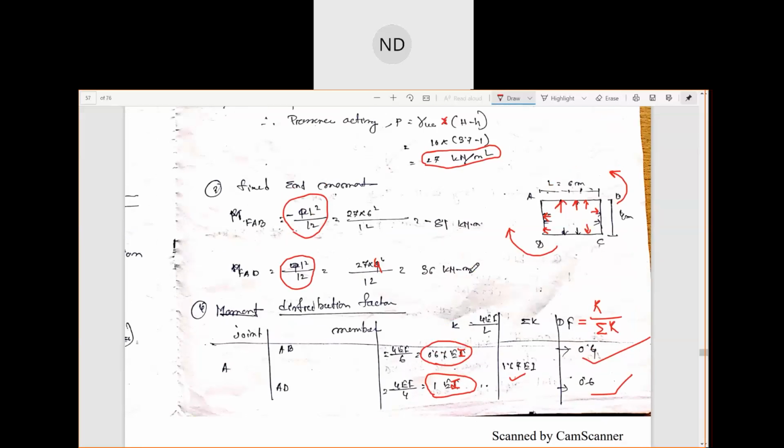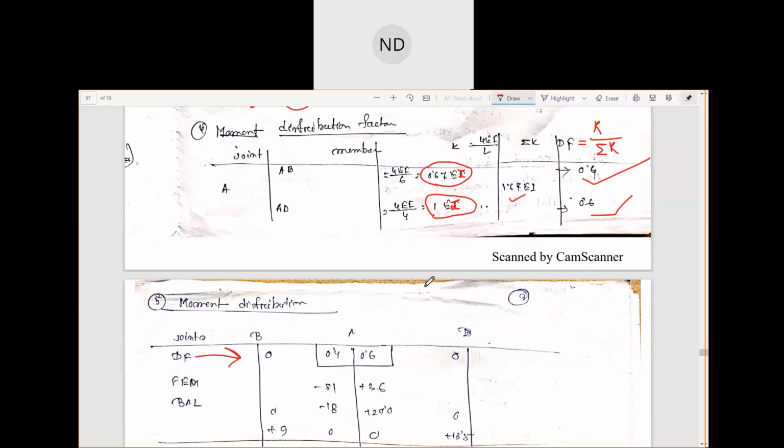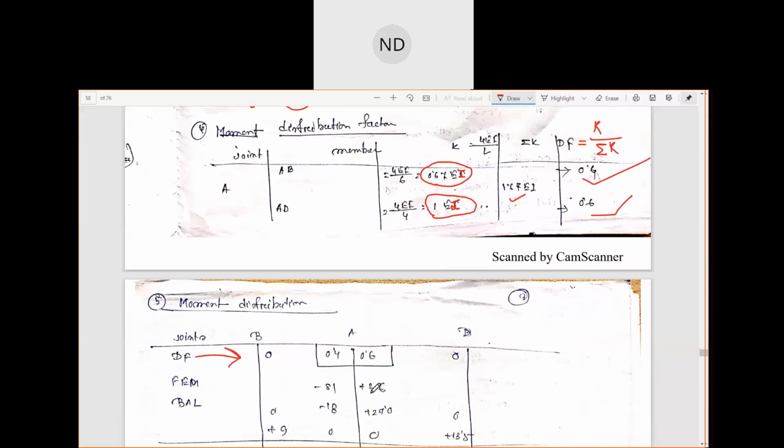Okay. So the fixed end moments here. After that, we have to find out now. We know the fixed end moments here. We have calculated the fixed end moment for AB. For AB, it is minus 81 kilonewton meter. For AD, it is 36 kilonewton meter. So for AB, minus 81, and for AD, 36.